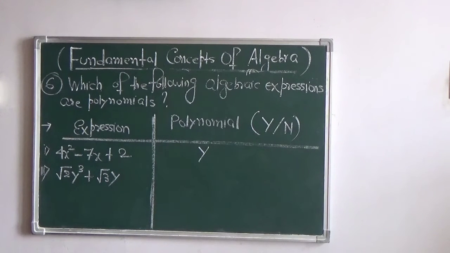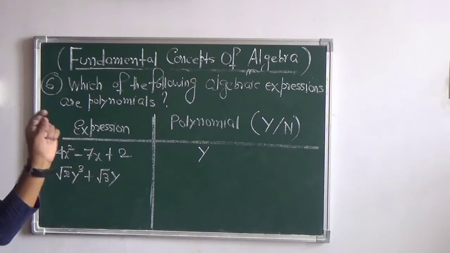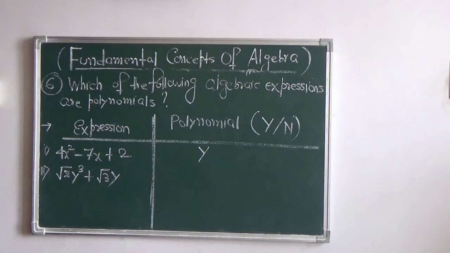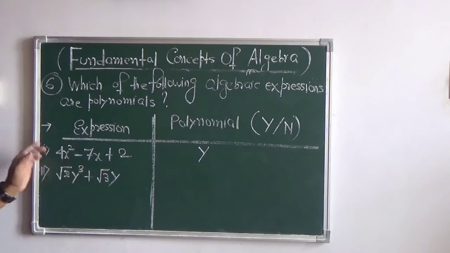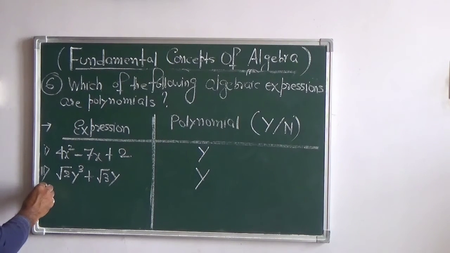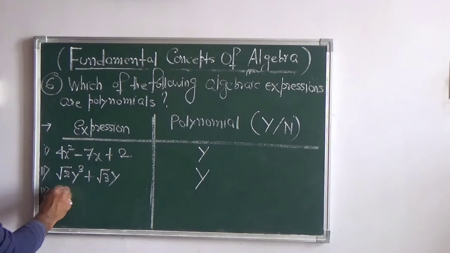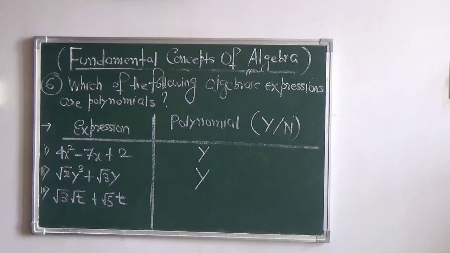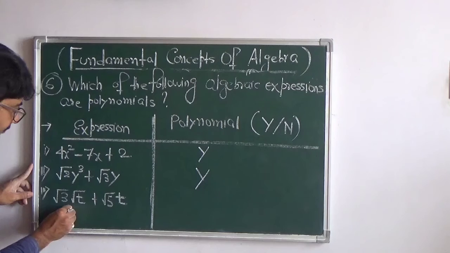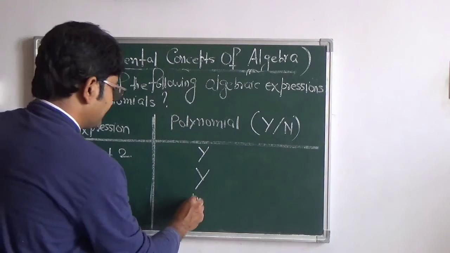Any confusion here? You might be confused with root 2 and root 3, but you don't need to be. Only if you are confused about the square root or negative powers, that is only for the variables. These numbers are okay. So this is a polynomial. Let me take another example: root over 3 into root over t plus root 5t. Is it a polynomial or not? No, sir. It is not a polynomial because here we have the square root of t.